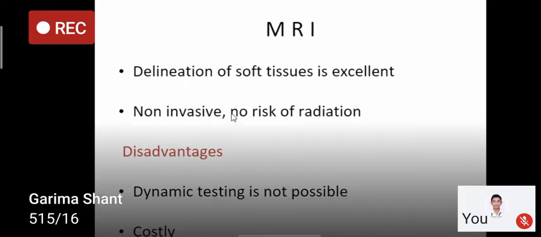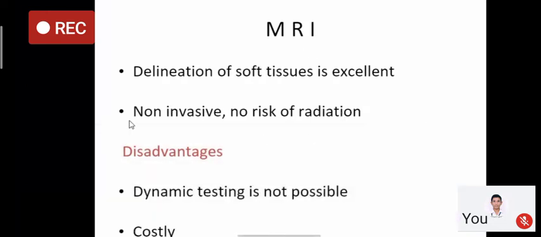MRI delineation of soft tissue is excellent. So for soft tissue delineation, MRI is best. Non-invasive, no risk of radiation. Disadvantage is it is costly and dynamic testing is not possible. Dynamic testing is possible only in ultrasonography.